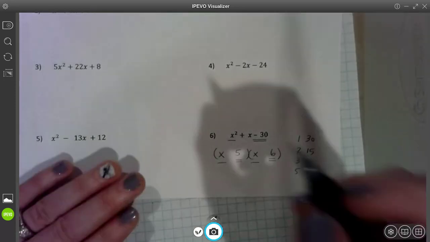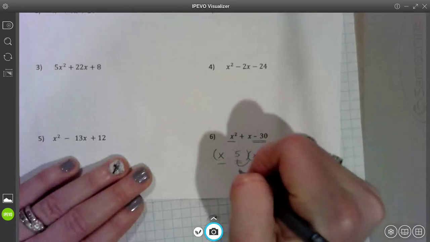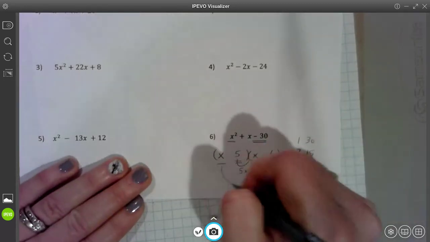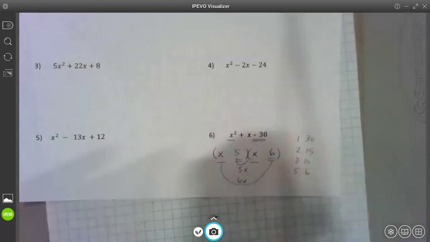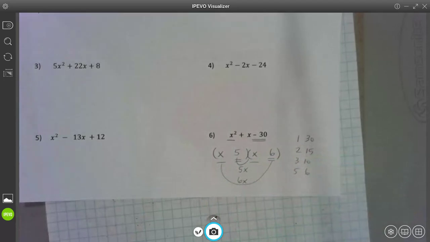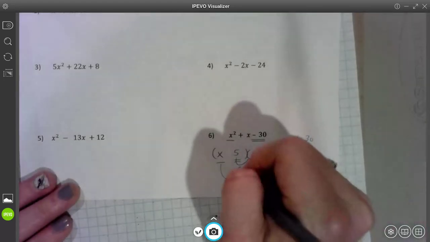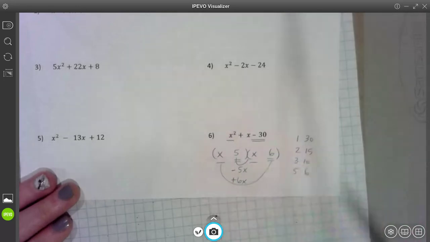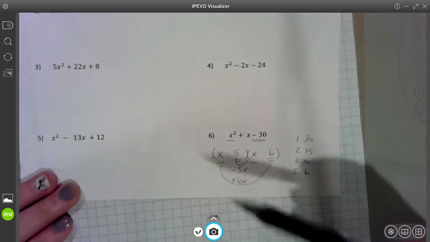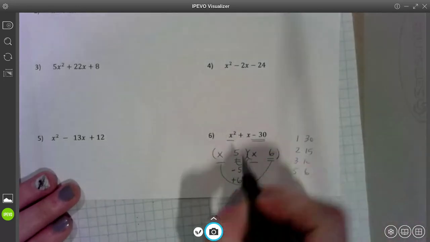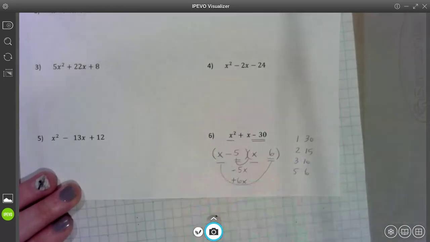All right, let's see what our rainbows are telling us. 5 times x is 5x. x times 6 is 6x. If I need to multiply to that negative 30 and get these 2 rainbows to add up to that positive 1, we know they need to be opposite signs. So who has to be positive and who has to be negative to get you that plus 1x in the middle? Well, I'd have to make the 5 negative and the 6 positive in order for them to add up to a 1x in the middle. So let's see if that works. If I need a negative 5x, I need a negative 5 there.